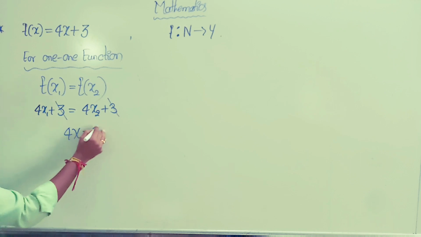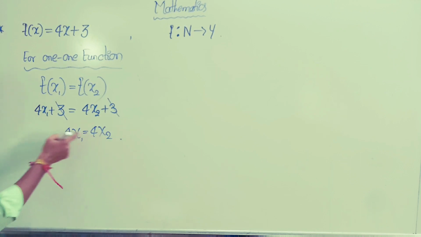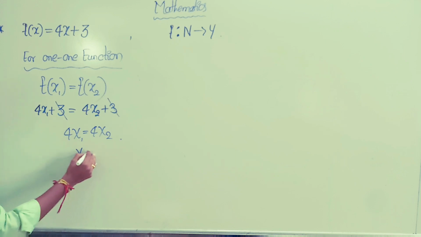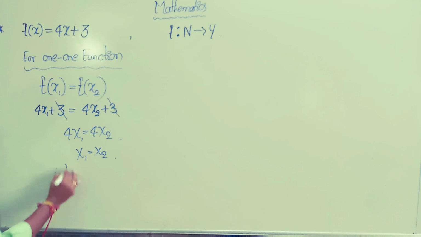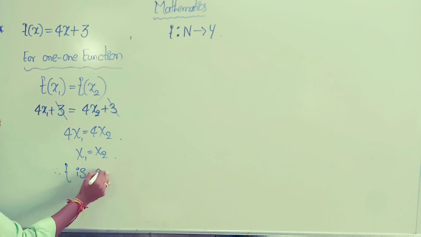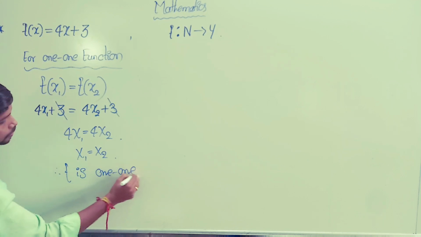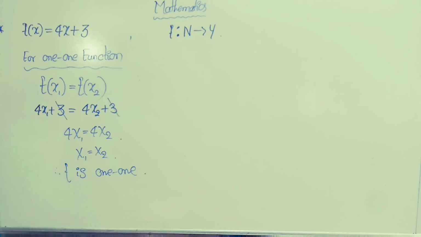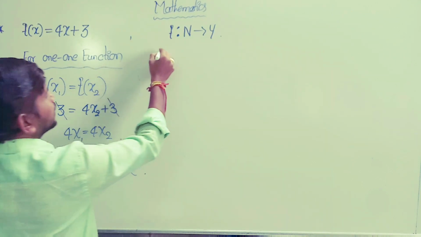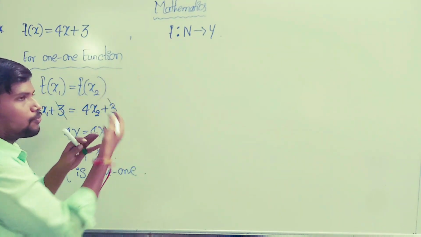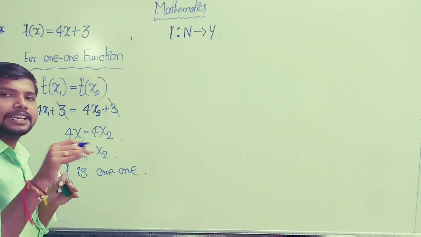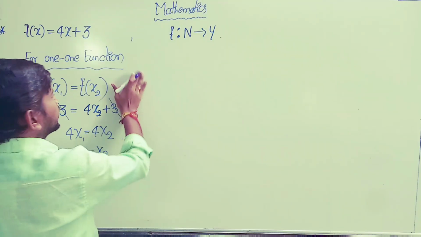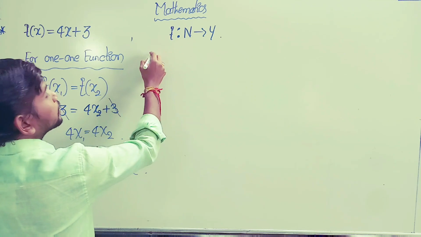In this one, 3 will be cancelled. 4x1 is equal to 4x2. Here 4 will be cancelled. We got x1 is equal to x2. Therefore, the function f is one-one. After this one, I'd like to calculate the y value. For that, I can calculate the onto. Now concentrate here.